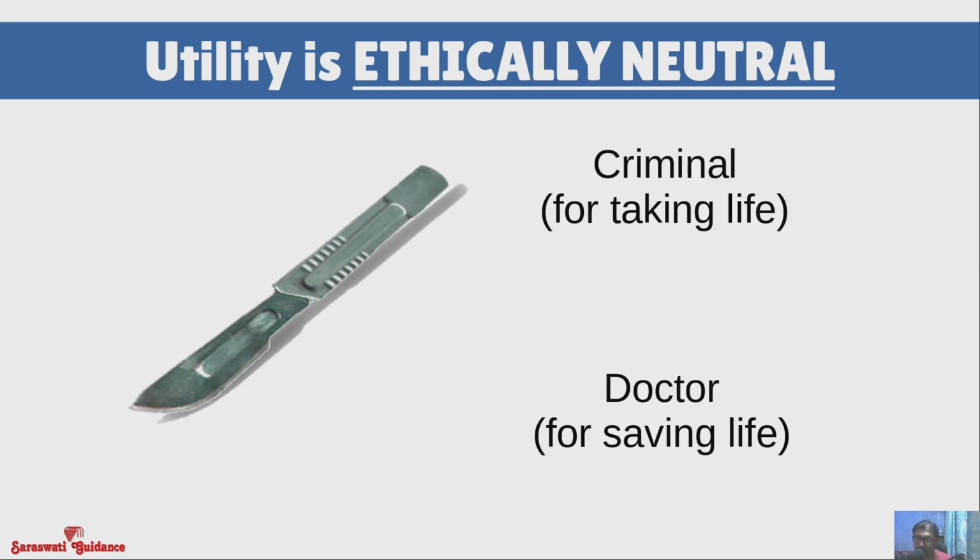But it can also be used by a criminal for taking life, and it can also be used by a doctor for saving a life. But as the feature itself says, utility is ethically neutral. The knife will be equally sharp in the hands of a criminal, and it will be equally sharp in the hands of a doctor also. So utility exists for both the subjects, criminal as well as doctor, since utility does not understand what is right or wrong. Utility is just utility.